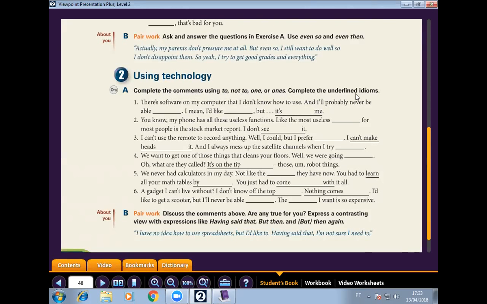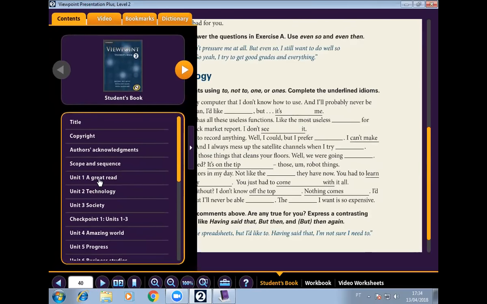Oh, I forgot here, complete with idioms. Okay, these idioms we found, let me just find them for you. Here, "but it's beyond me." It's something that you can't do because you don't know how it works, okay? You will be able to see that.